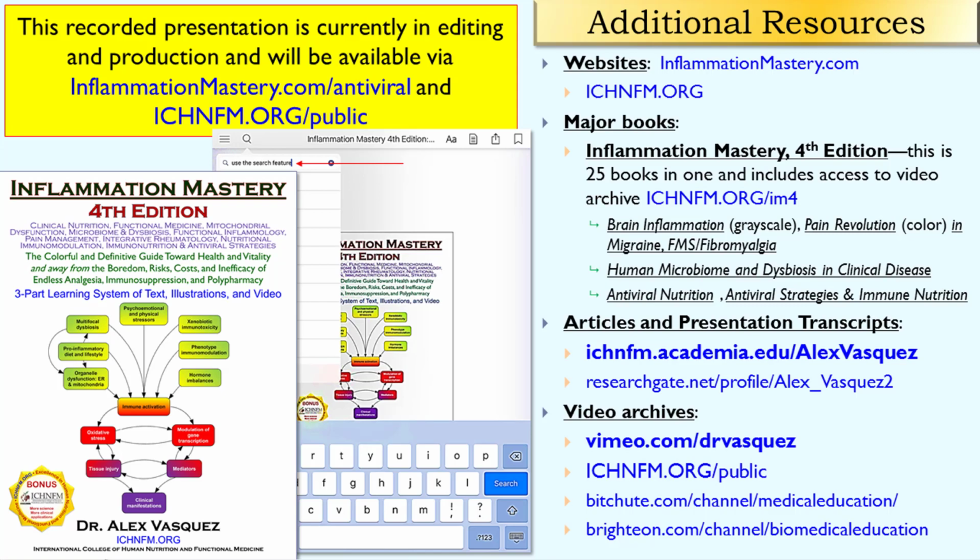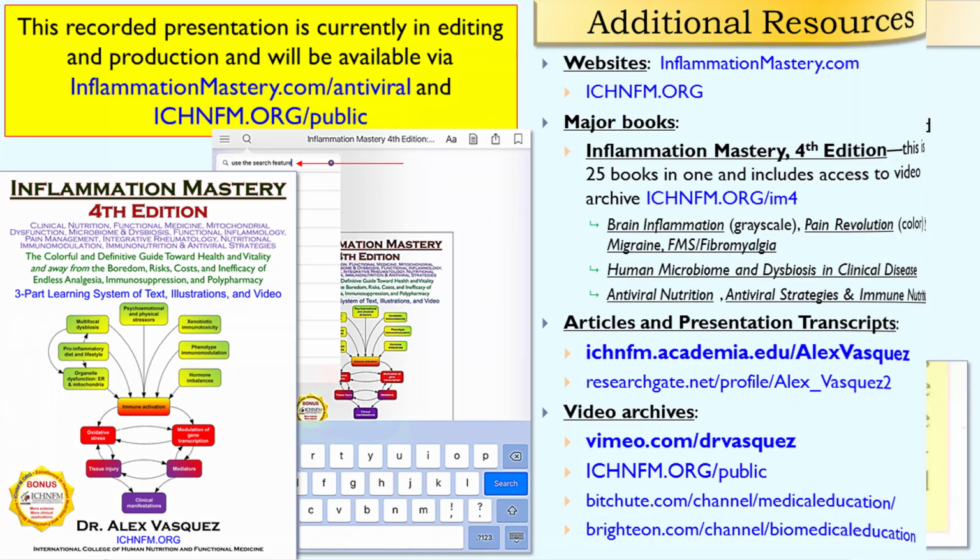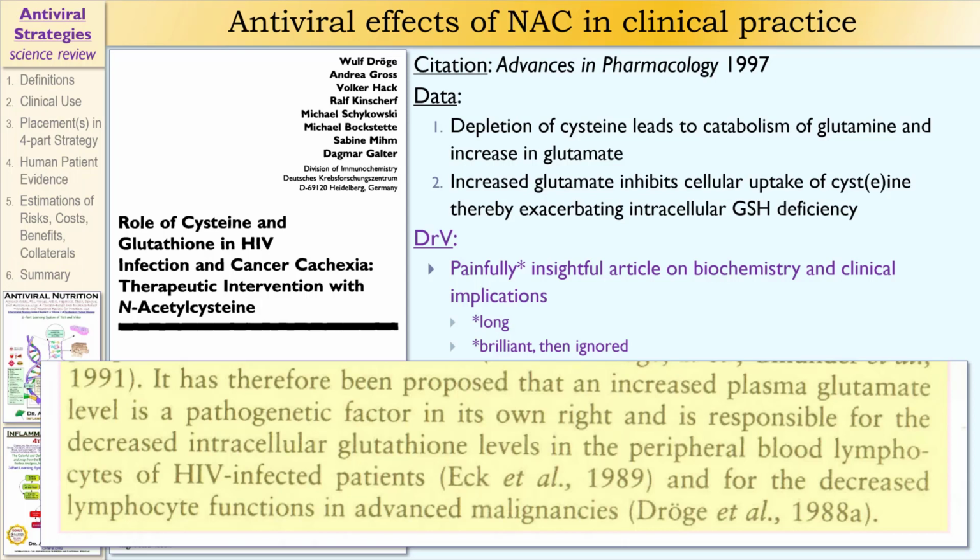They propose that an increase in plasma glutamate is a pathogenic factor in its own right and is responsible for the decrease in intracellular glutathione in HIV patients. This same phenomenon of depletion of cysteine leading to depletion of glutamine leading to increased serum glutamate leading to a blockade of cellular cysteine uptake is also what causes reduced immune function in advanced cancer patients.